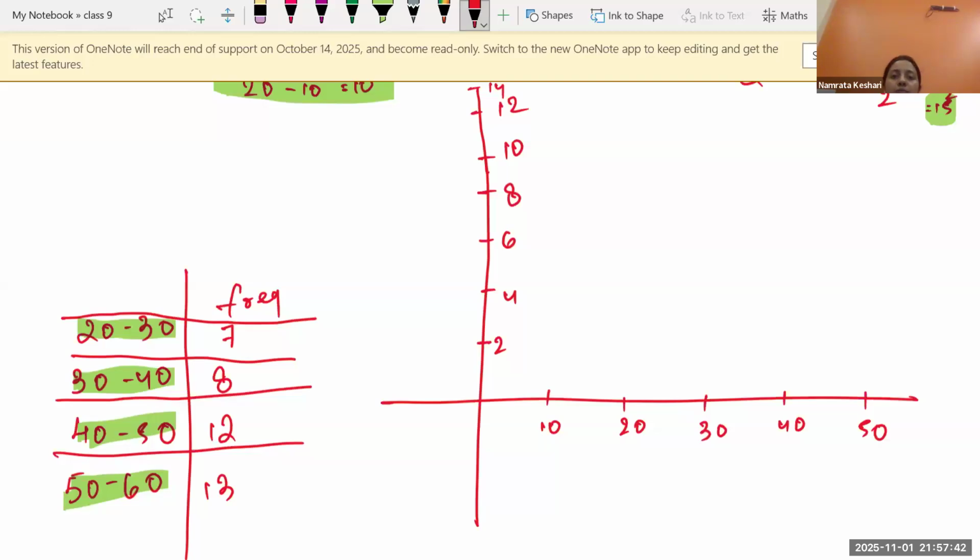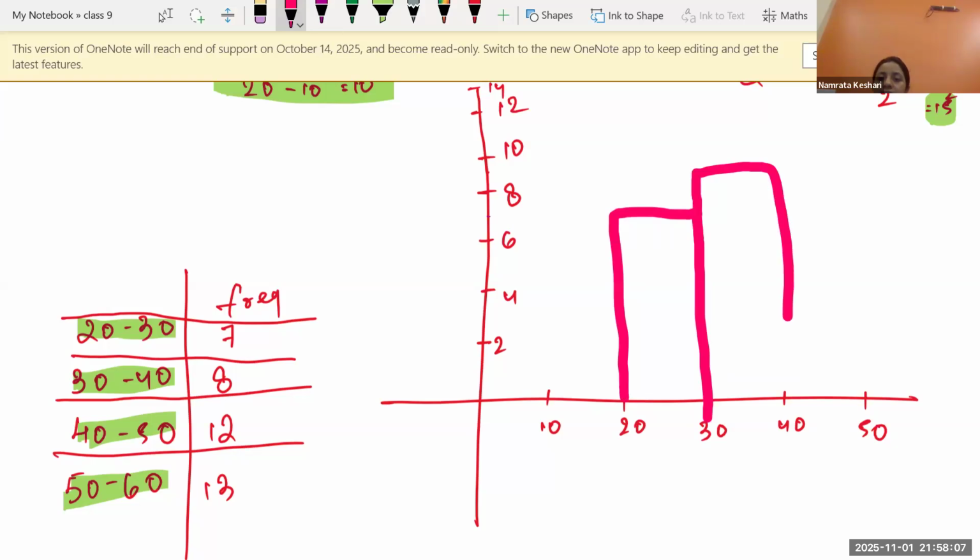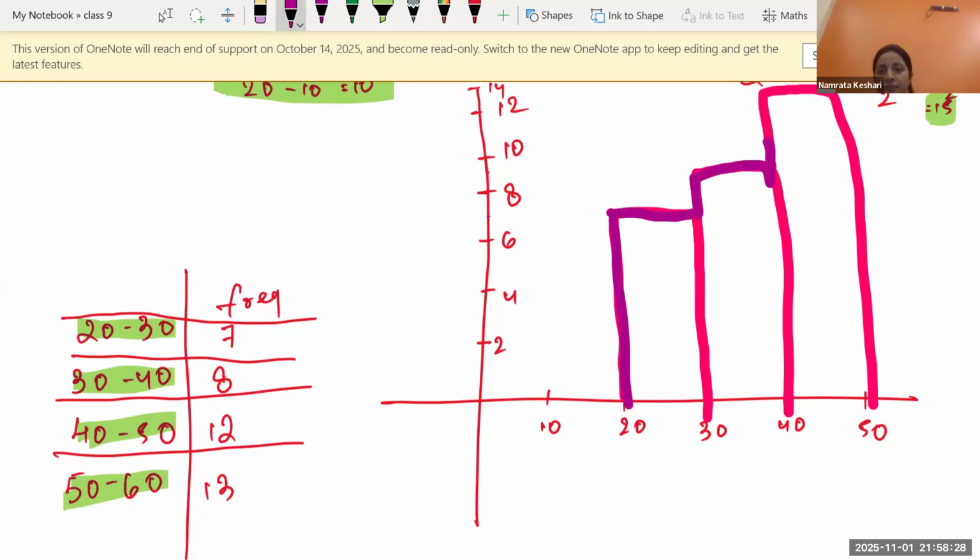Now you need to make the bar graph: in between 20 to 30, it's going till 7, so we will take till 7 here. In between 30 to 40, it goes till 8. In between 40 to 50, it goes till 12. When the bars are attached with each other like this, and the figure looks like a solid figure, then you can say it's a histogram. Actually, this type of bar graph which is just attached with each other is called a histogram. Clear?